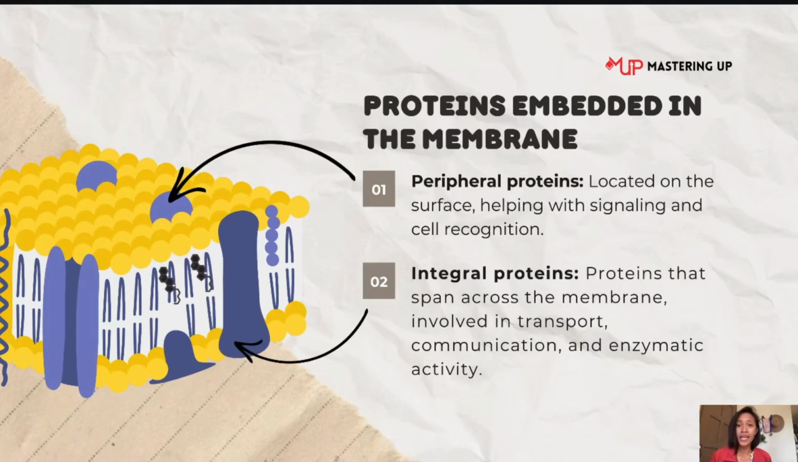The other one is the integral proteins. They span across the membrane, going through it from one side to another. These proteins are involved in processes like transporting materials in and out of the cell, cell communication, and even enzyme activity.